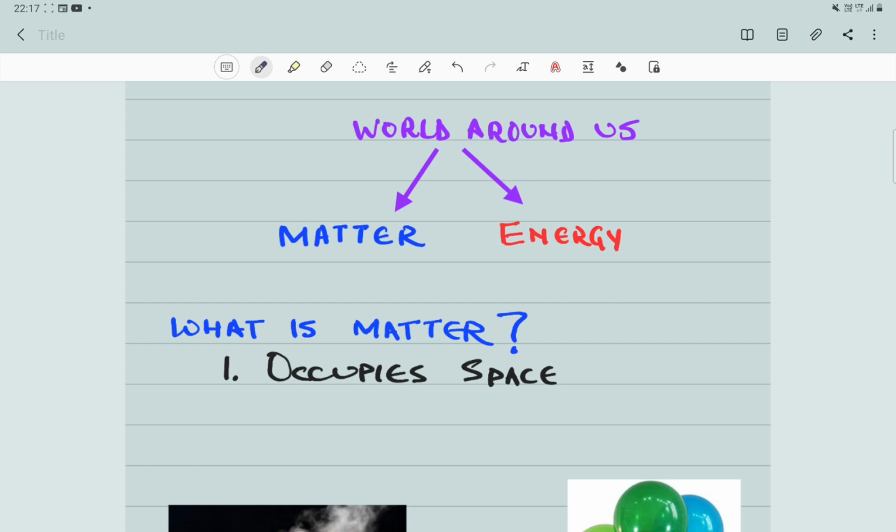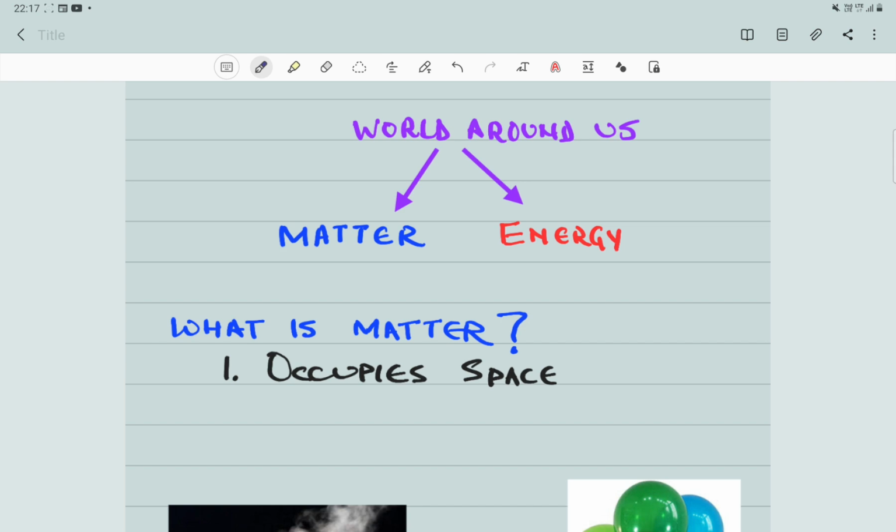Now, why am I saying you may be matter? Because you are only qualifying the first property, which is matter occupies space. So look around you, look at all the objects that are occupying some space. All of these substances that are occupying space can be matter. Now, even the air in your room is occupying space. Whatever space it is getting, it is occupying. There is air everywhere in your room, and that's why air can also be matter.